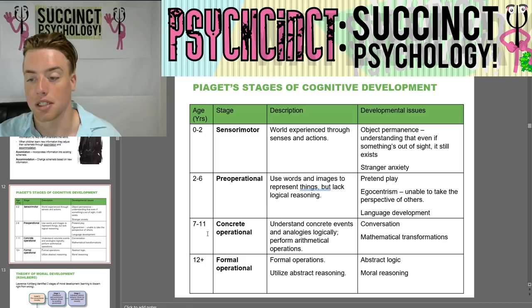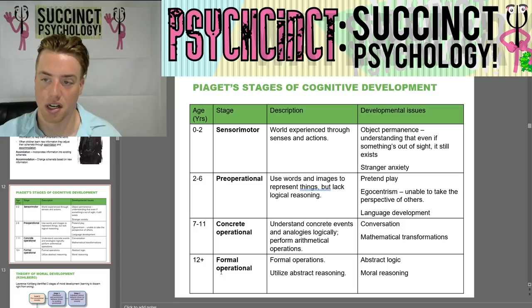Stage 3, we have age 7 to 11, the concrete operational stage, and you understand concrete events and analogies logically, and you perform arithmetical operations. Now, issues are conservation and mathematical transformations. And finally, we have the formal operational stage at age 12 and up. It's formal operations. You can utilize abstract thinking, and some issues include abstract logic and moral reasoning.